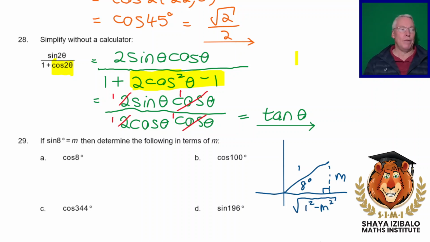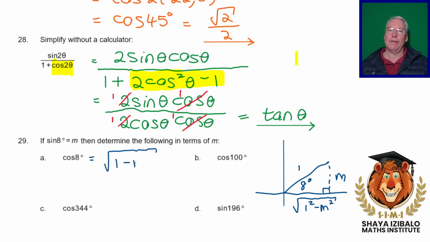Remember, we can't square root those two things separately. Because of the minus sign, you can't just separate that out. But cos of 8 we can now easily get. Cos of 8 is going to be our x value over our r value. It's just going to be the square root of 1 minus m squared over 1, which is just the square root of 1 minus m squared.